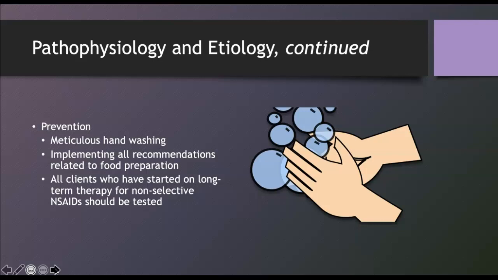All clients who have been started on long-term NSAID therapy should possibly be tested as well, because if they already have Helicobacter pylori and they get on chronic NSAID treatments for some other underlying disease, it can heighten their risk for developing peptic ulcer disease.